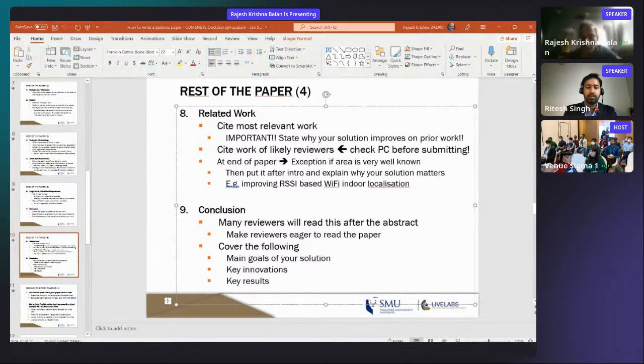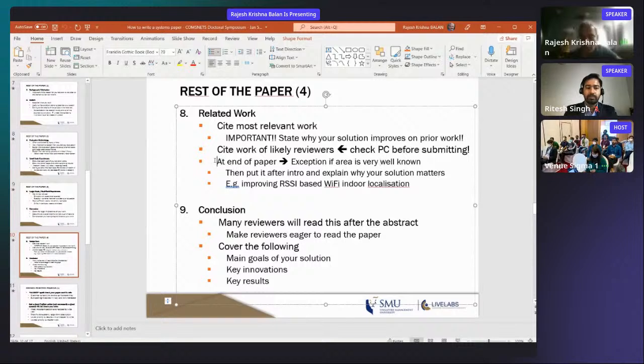This is tricky, but you've got to make sure you cite the work of likely reviewers, right? So check the PC before submitting. At top venues, the PC are the ones who read the paper. So please check and at least cite their work, right? A very good way to get your paper rejected is not to cite related work by the PC. It's a bit unfair, but that's the way it is.